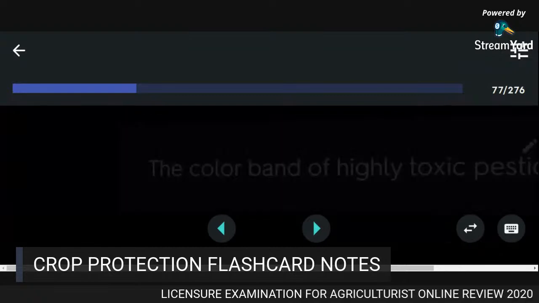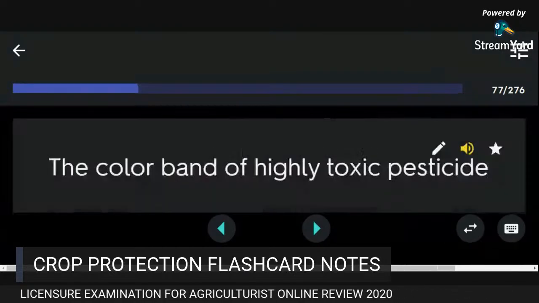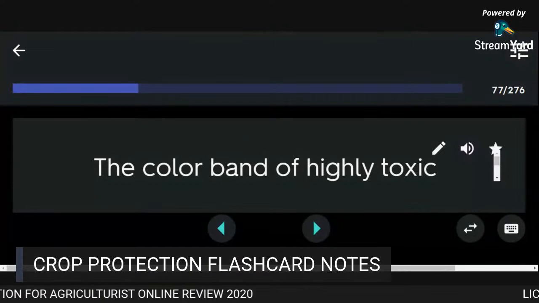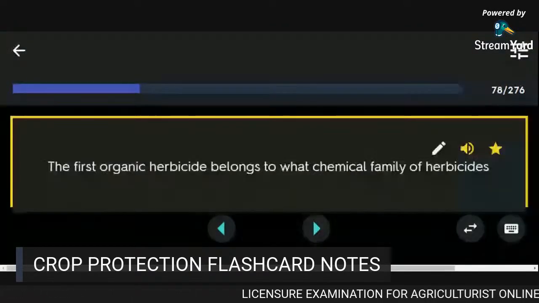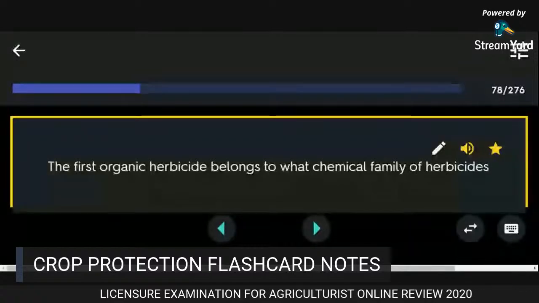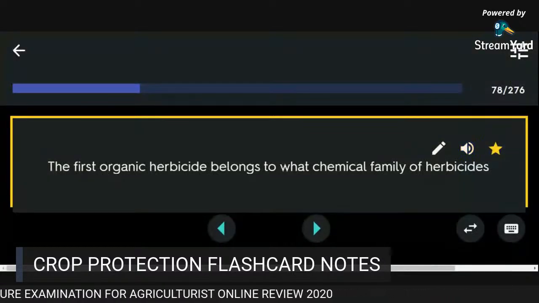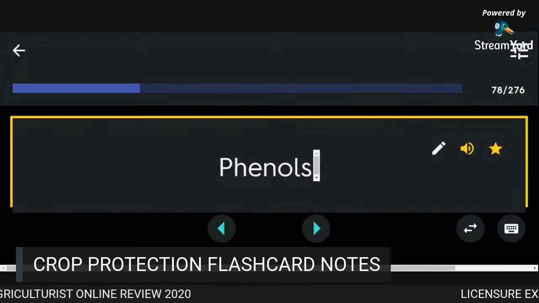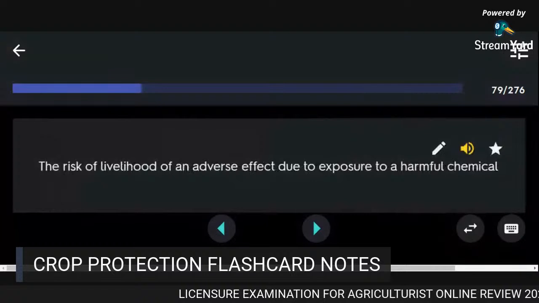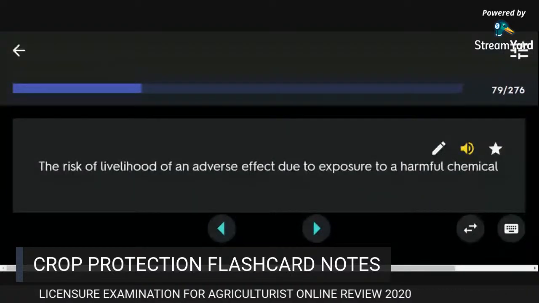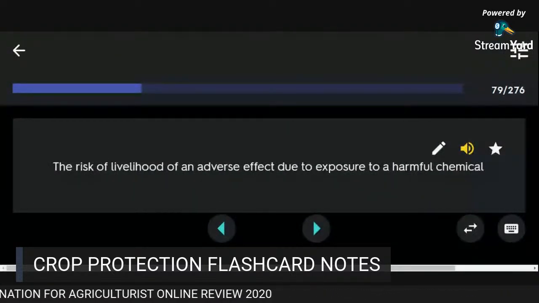The color band of highly toxic pesticide: red. The first organic herbicide belongs to what chemical family of herbicides? Phenols. The likelihood of an adverse effect due to exposure to a harmful chemical: risk, not hazard.